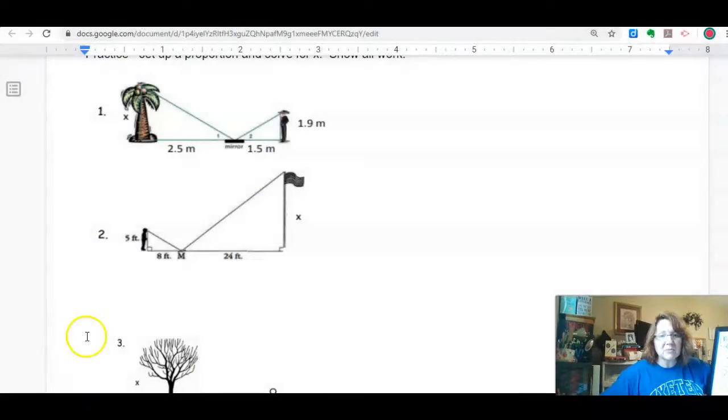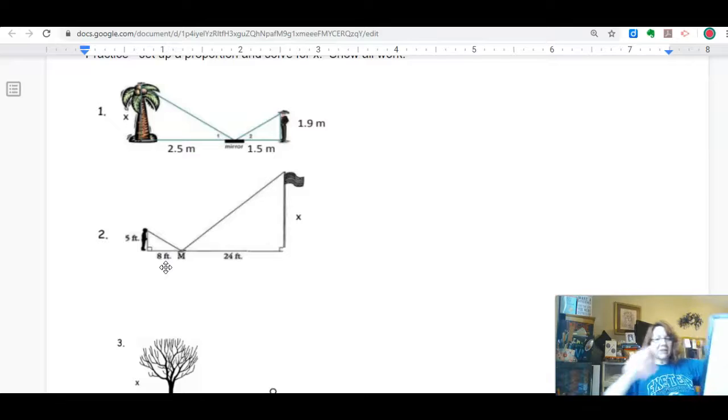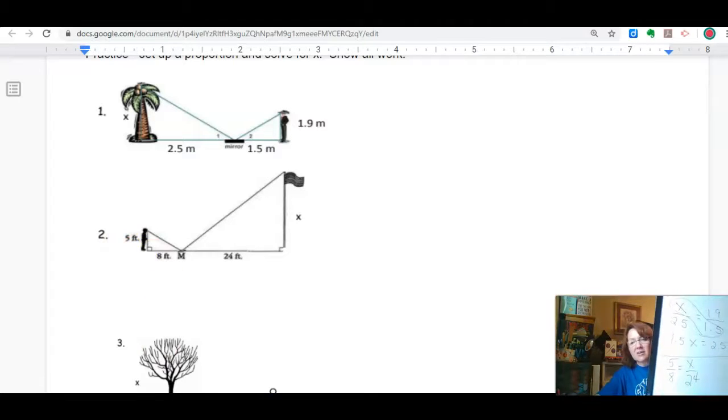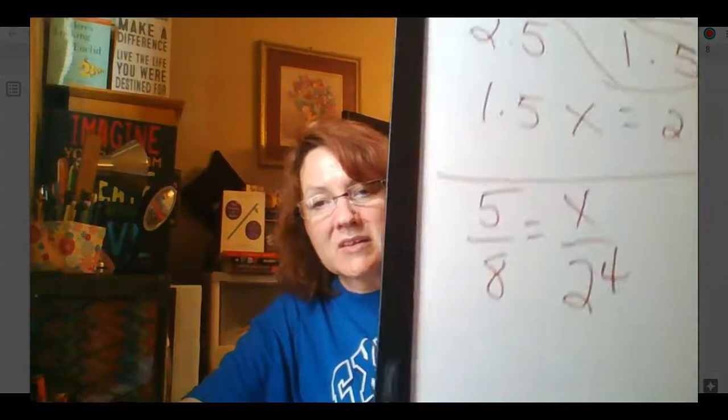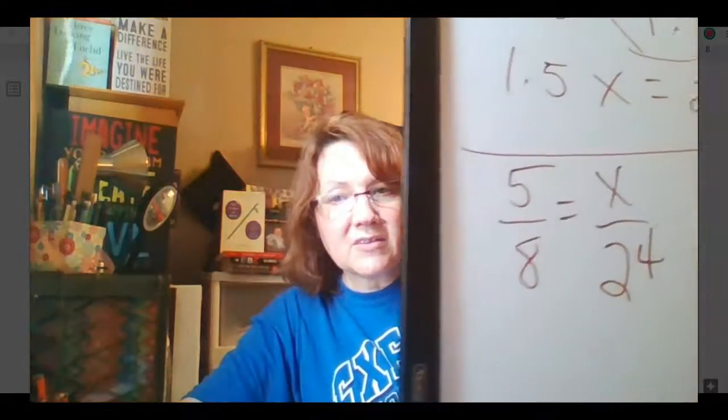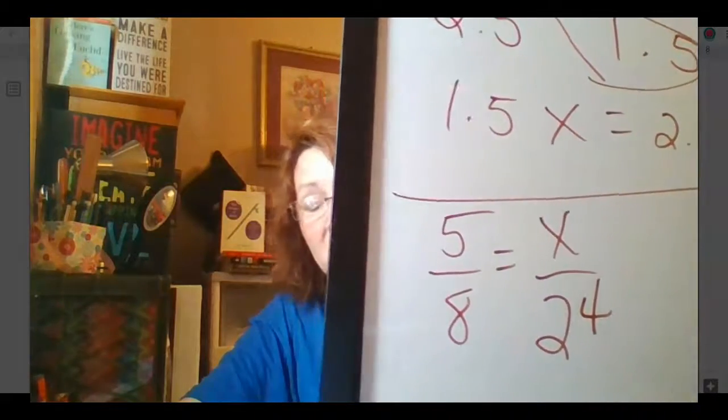Looking at the next problem, we have 5 is to 8. So I'm going to write 5 is to 8 as x is to 24. I'm writing that down, and then I'll come back up here, and you can see it. 5 is to 8 as x is to 24. And then I expect you to solve that for x.